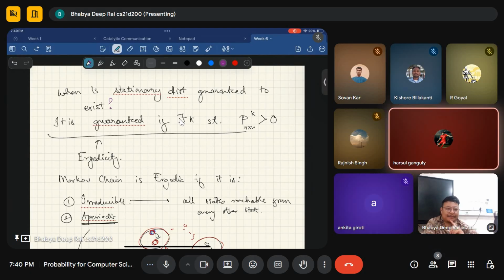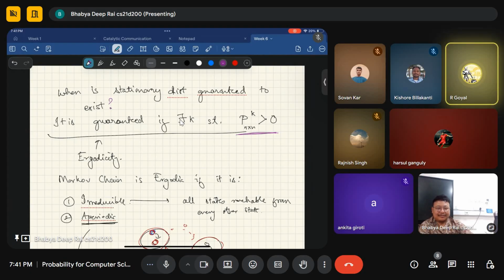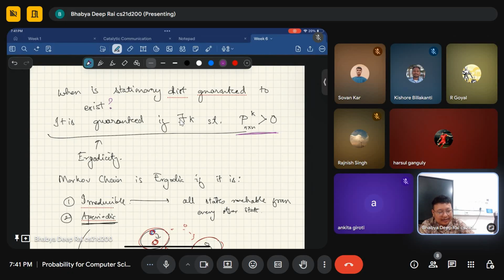But the problem with this definition is, how many times do I power the matrix? I need to keep checking whether it yields a non-null matrix. If it yields, good. But let's say I keep powering and powering and I don't get a null matrix. What's the meaning of this thing being greater than 0? Does this mean that every entry of this P^K is greater than 0?